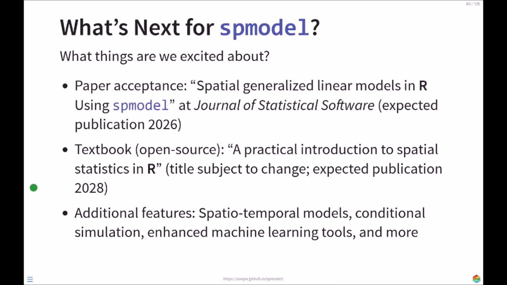Myself and another colleague are working on an open source textbook, tentatively titled A Practical Introduction to Spatial Statistics in R, but it'll be structured a lot like this talk and use spmodel to motivate a lot of concepts. Currently, we expect that to come out in 2028, but it's quite tentative at this point. And then things like space-time models, conditional simulation, additional machine learning tools. These are all things that we have on the horizon for spmodel.